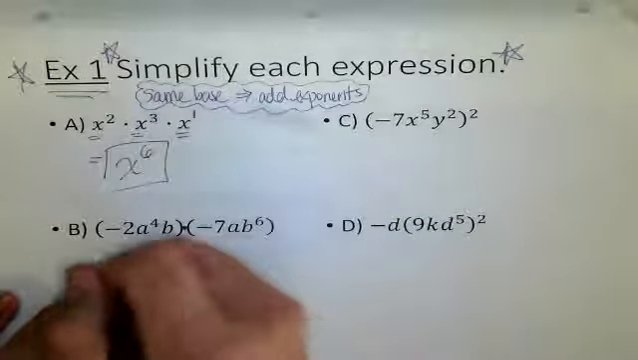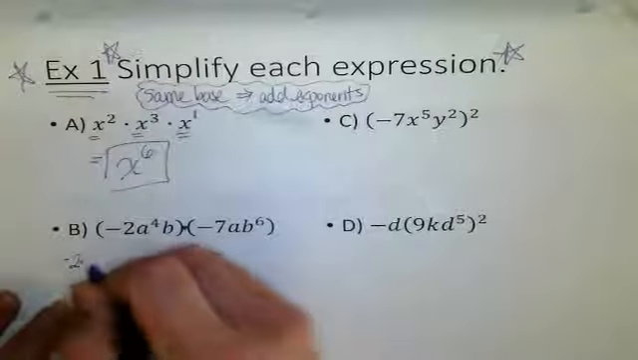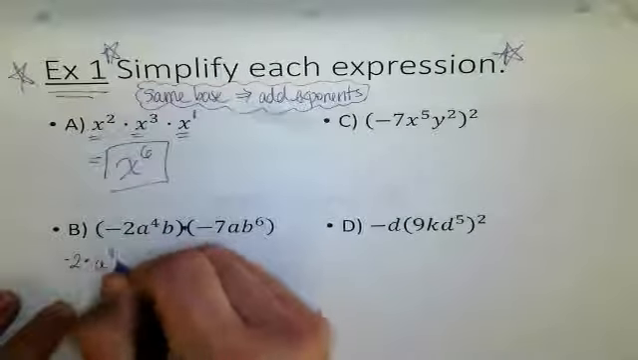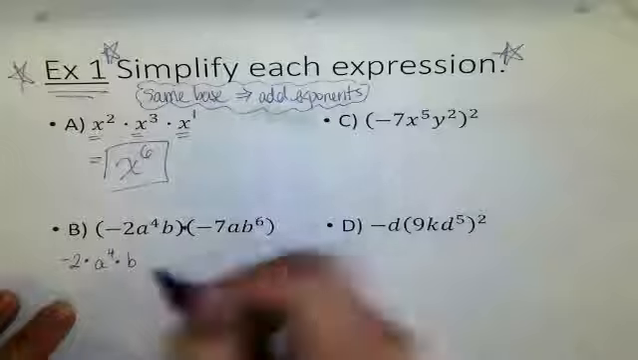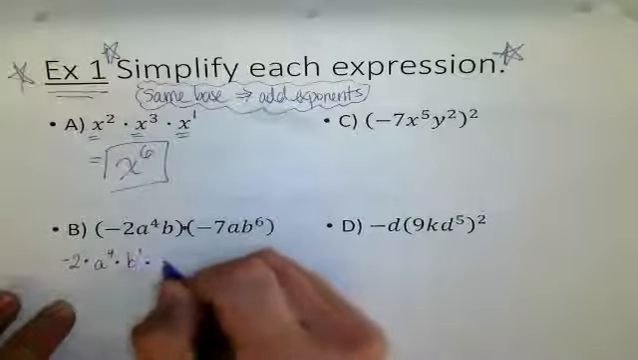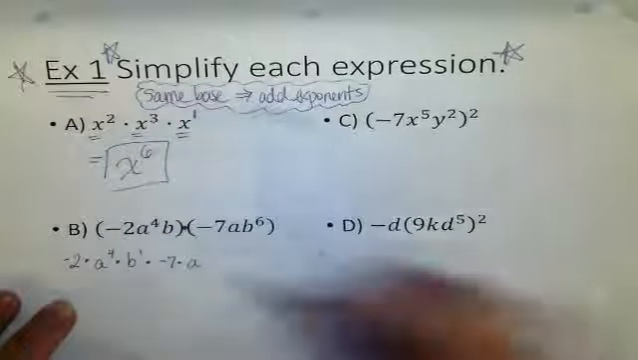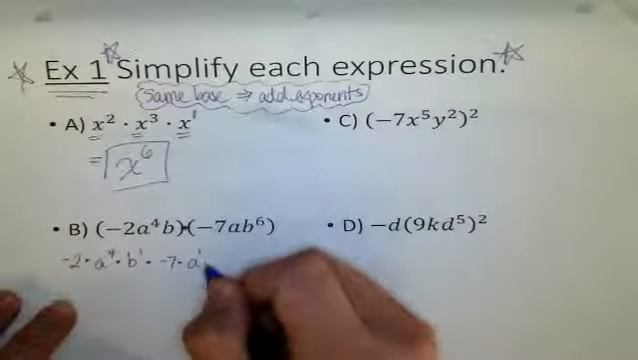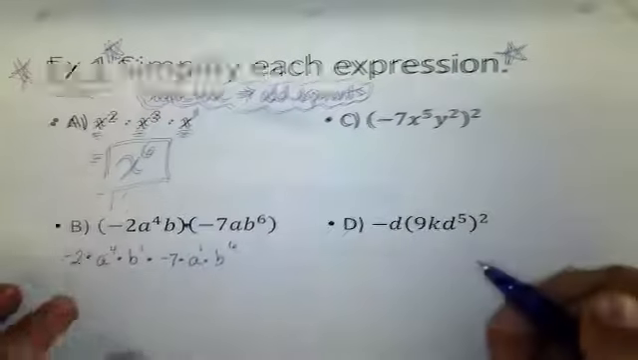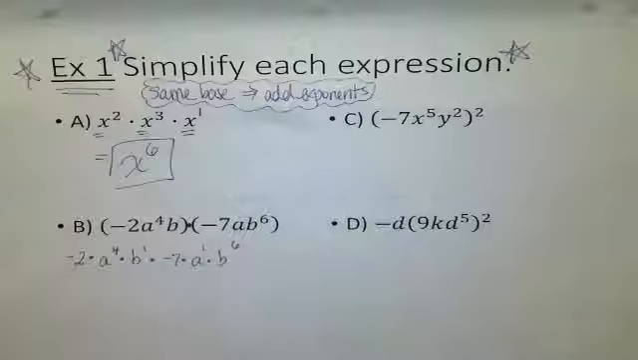And so all of these things are multiplied together, and what I like to do is really just write it out, expand it, so that I can see it's negative 2 times a to the 4th times b to what power? First. Times negative 7 times a to what power? First. Times b to the 6th. Now, do you have to do this? No, this would be a step you might not need to do, especially today. But I like to show it because I like to remind you this entire expression is multiplication.